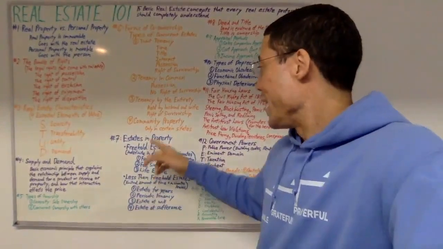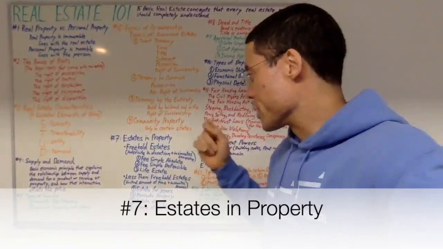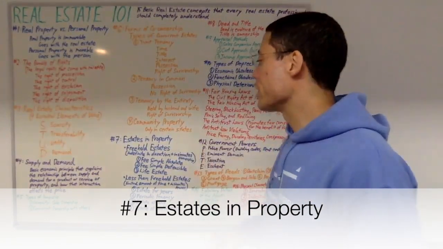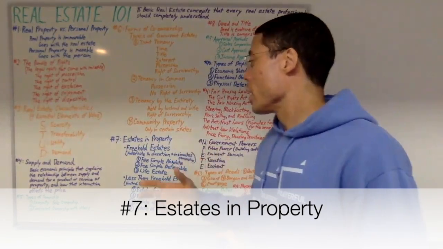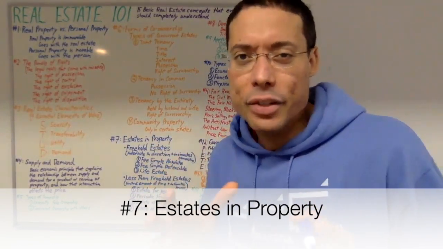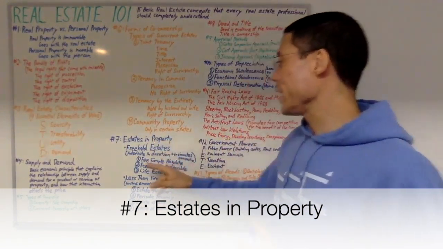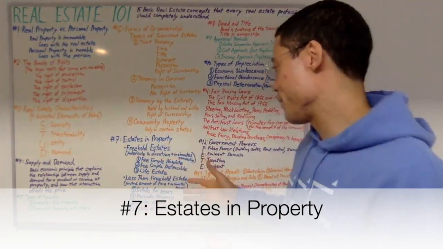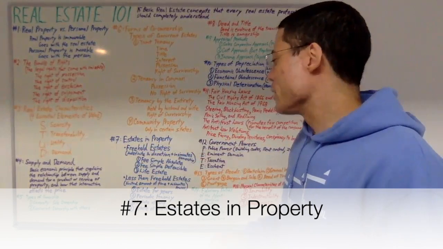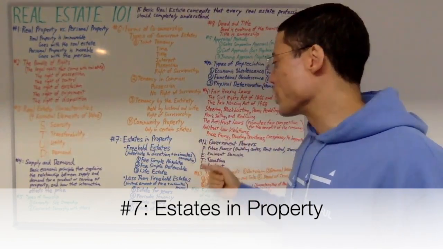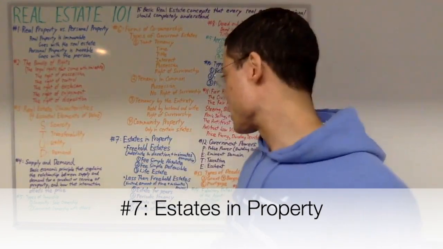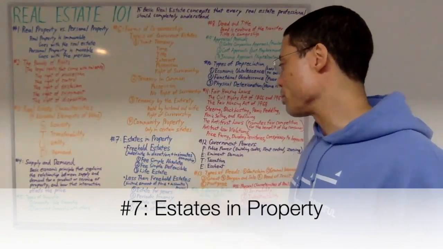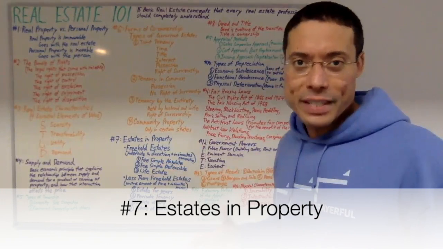Concept number seven, estates in property. There's freehold estates and there's less than freehold estates. What are the types of freehold estates? Well, basically, what's the main characteristic of freehold estates? Well, freehold estates are indefinite in duration, like the time frame is indefinite, right? Indefinite in duration, and it insinuates ownership, right? And now what are the types of freehold estates? Well, there's fee simple absolute, there's fee simple defeasible, and there's life estate.